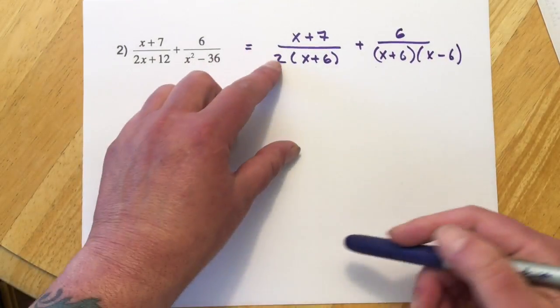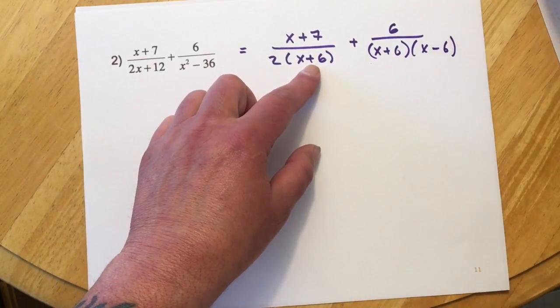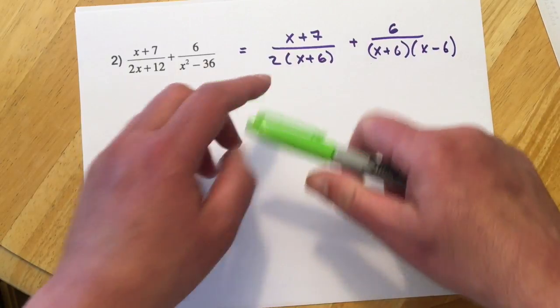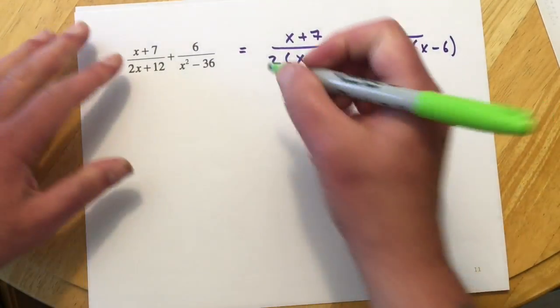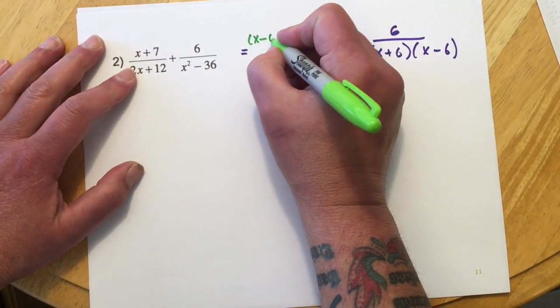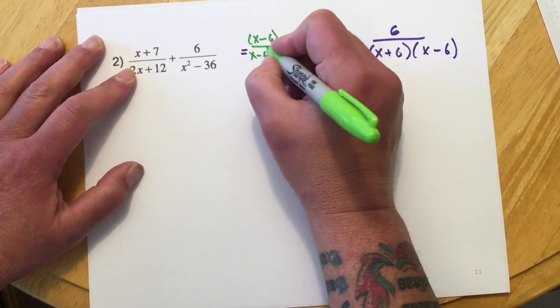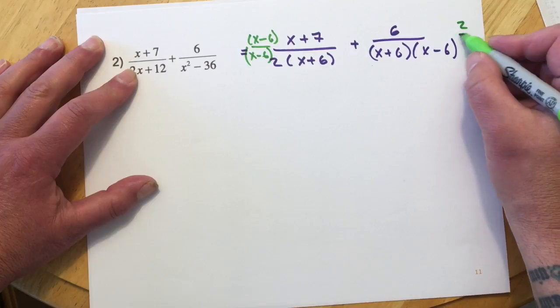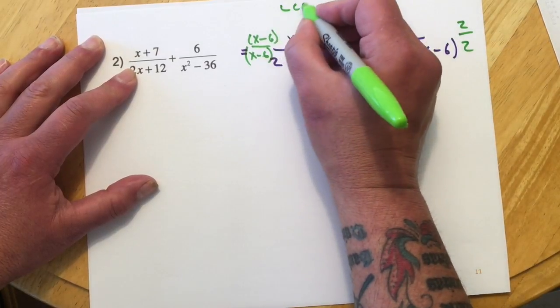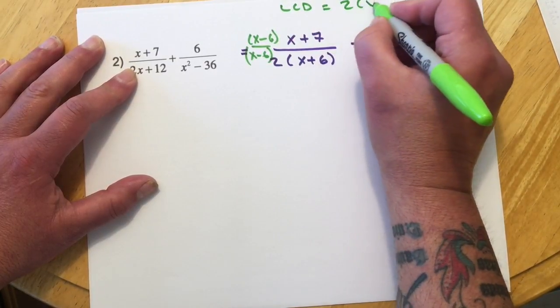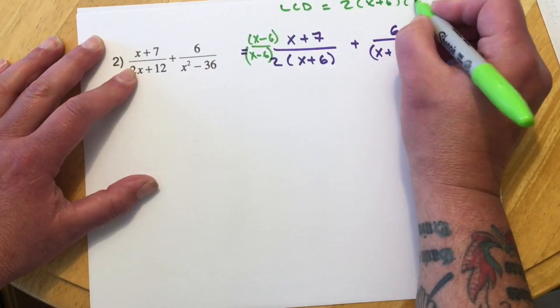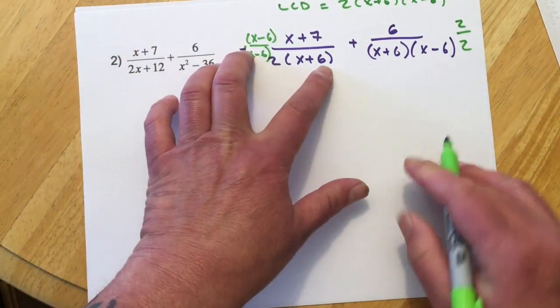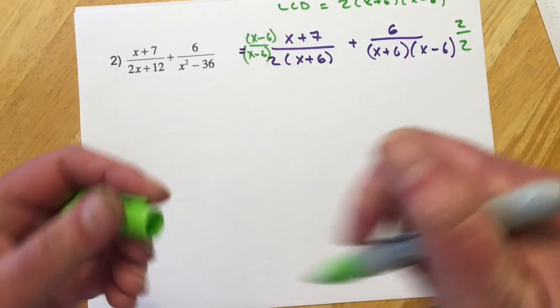So my LCD is going to be a 2, an x plus 6, and an x minus 6. So this one would need the x minus 6, so we slip that in right here. And then this one would need the 2. And so the LCD, you just toss it up here, is 2, x plus 6, x minus 6. So that's making everything come out the same.